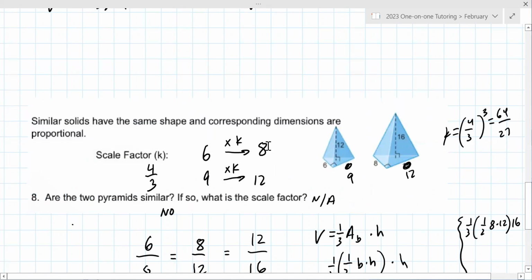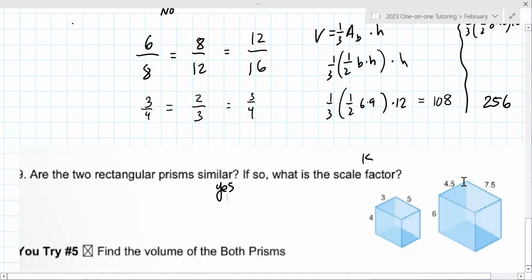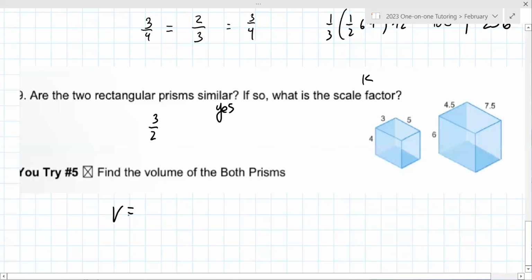To find K, you take the second number and divide it by the first number. Oh, okay. Yeah, I should have mentioned that. So here it would be like 1.5, or we'll go 3 halves. So 3 halves. Okay. So this time, I want you to find the volume of the first prism. Okay, 4, 8, 12, 60. Okay, now the K is 3 halves. So K cubed is 27 over 8.